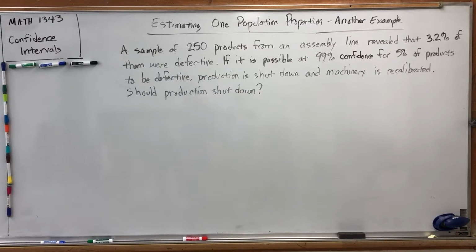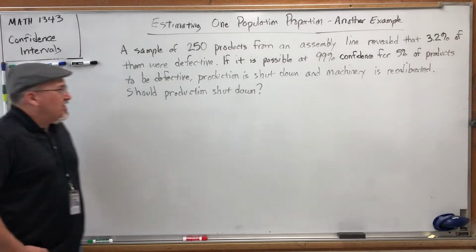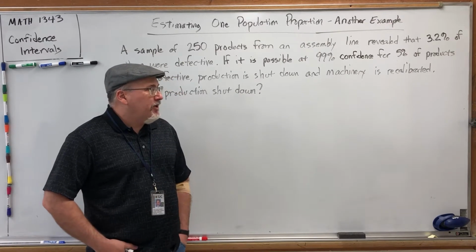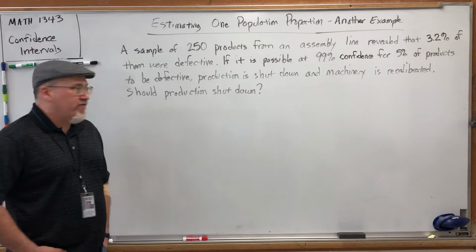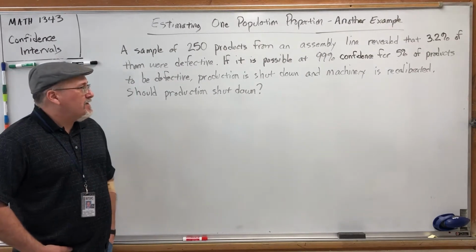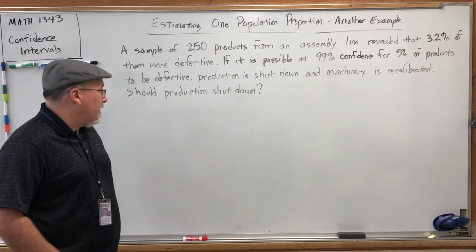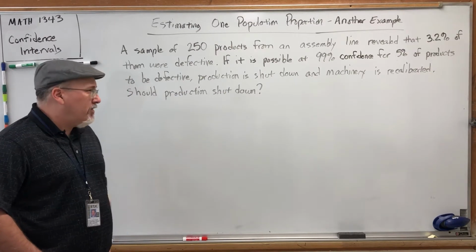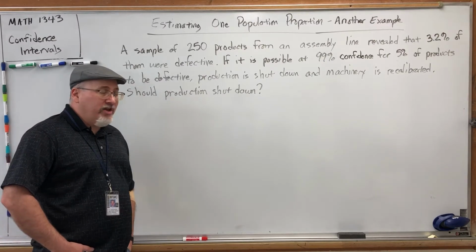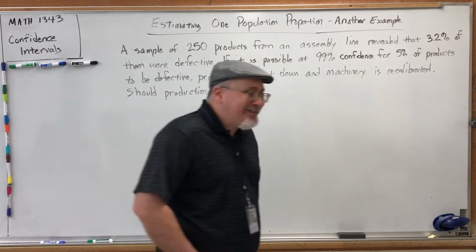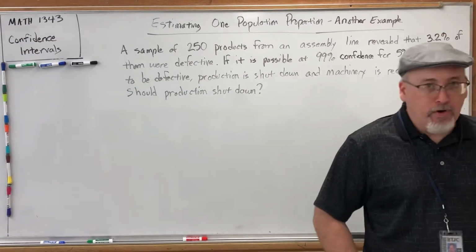Math 1343, confidence intervals. Estimating one population proportion. Another example. A sample of 250 products from an assembly line revealed that 3.2% of them were defective. If it is possible at 99% confidence for 5% of products to be defective, production is shut down and machinery is recalibrated. Should production shut down? This is an example of a quality control word problem.